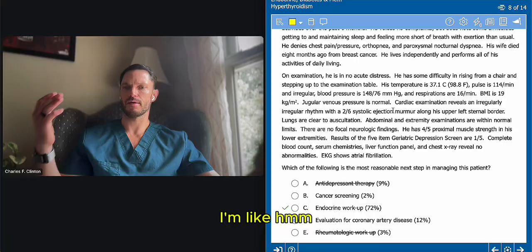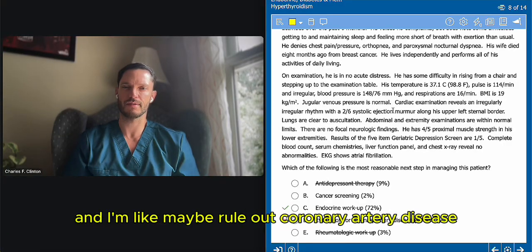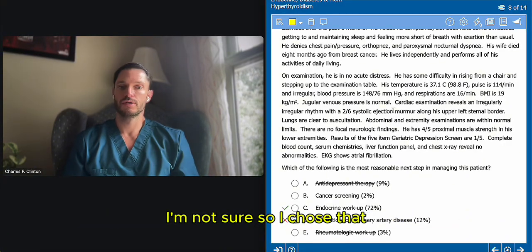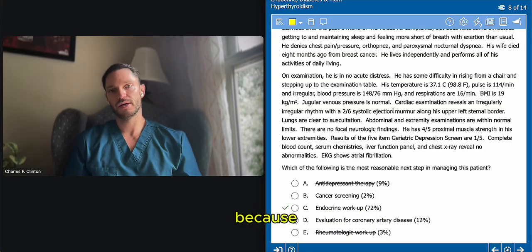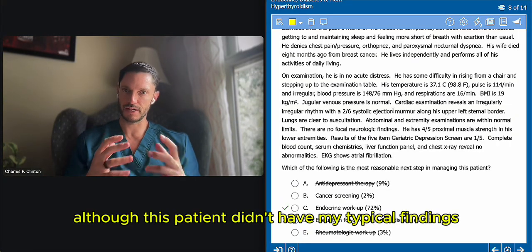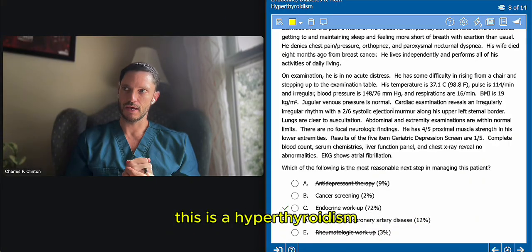So I wasn't sure what to do here. I'm like, atrial fibrillation, and I focused a little too much on that, and I thought, maybe rule out coronary artery disease. I'm not sure. So I chose that, but actually the answer was endocrine workup, because although this patient didn't have the typical findings I expected in the question for me to say this is hyperthyroidism.